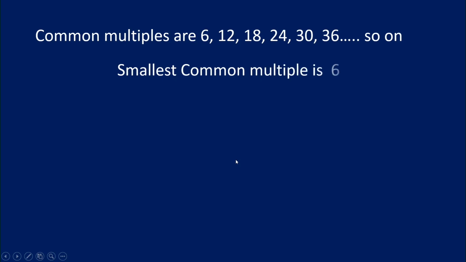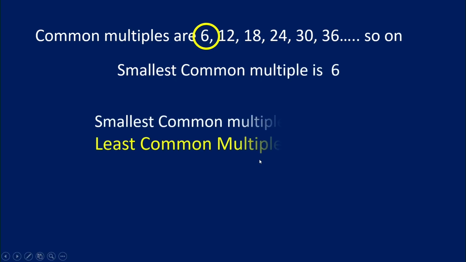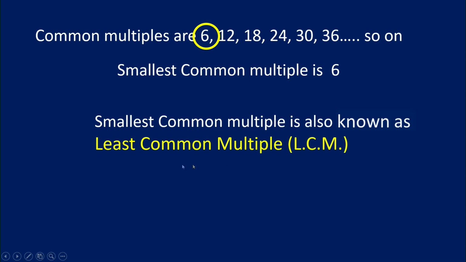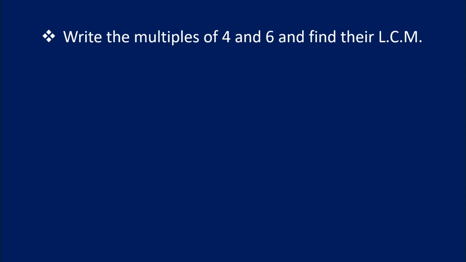The smallest common multiple is 6 here. The smallest common multiple is also called the least common multiple. Shortly, we write LCM. If you write common multiples of any two numbers, we can find the least one. Let us write such common multiples of different numbers. We write the multiples of 4 and 6 and find their LCM.